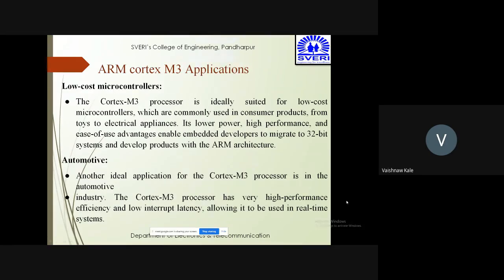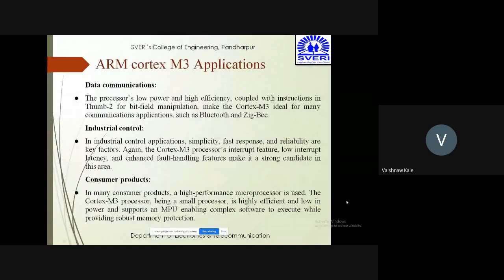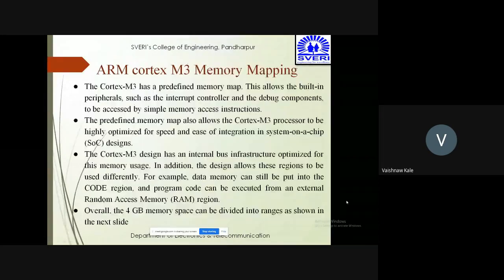Then these are the applications. The first one is low-cost microcontrollers. Second is automotive. Third is data communications, industrial control, and consumer products.